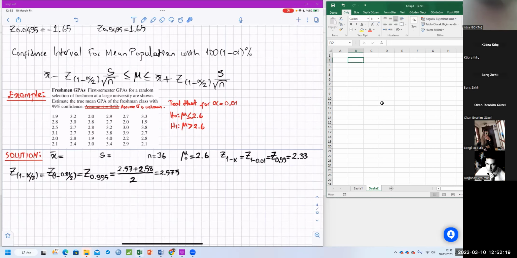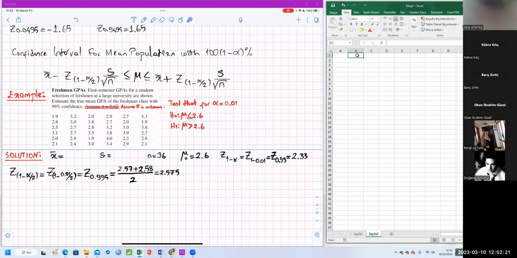I have 36 values. So I'm going to enter the observation values in column B in Excel. I can use Excel as a calculator for me. It's much easier for me. I have forgotten to share my video screen. I'm so sorry. I hadn't noticed that my camera was off.